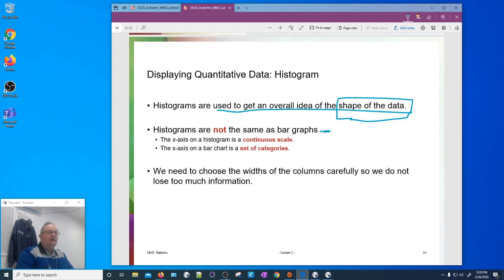The x-axis on a histogram is a continuous scale. On a bar chart it is a set of categories. So we need to be careful about that distinction, please. And the widths of the columns on a continuous scale, we need to be careful how we choose those.